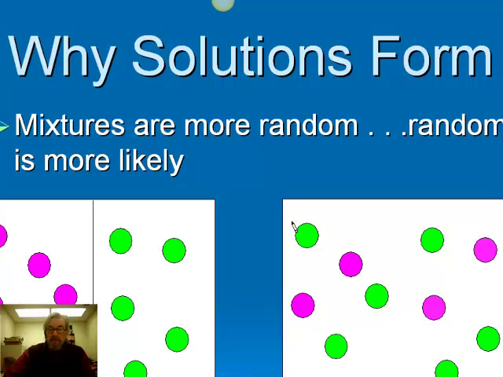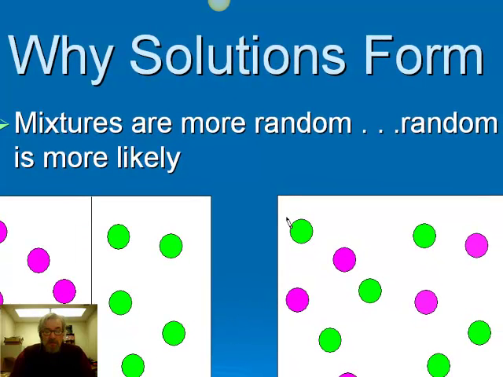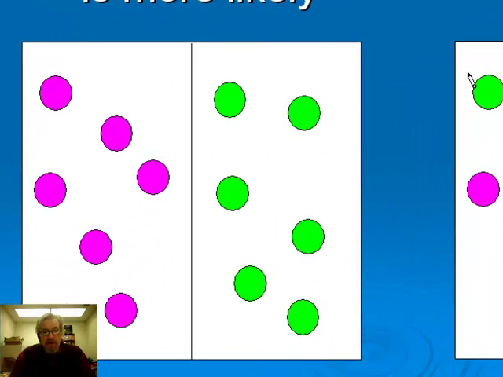Why do solutions form? Well, there are two main factors. One of the reasons that solutions form is just a simple look at randomness. At the left-hand side here, we've got an example of two different kinds of particles. Let's say that the purple ones are solvent particles and the green ones are solute particles. Right now, they're separated from each other by a boundary, but of course, they're in constant random motion.